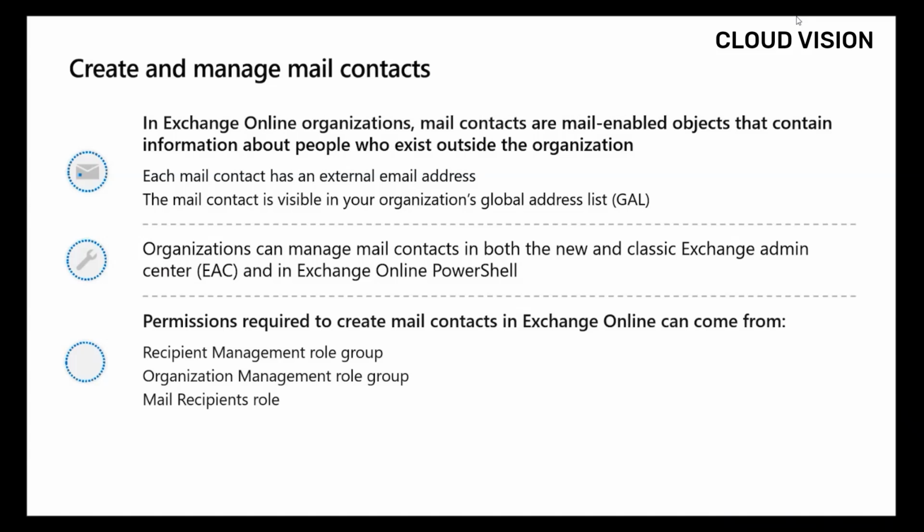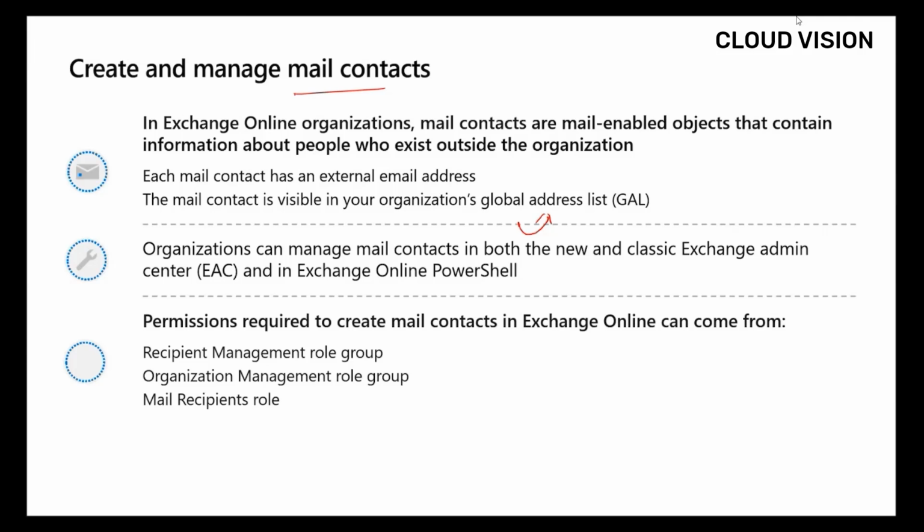But what if you have certain contacts that are not using the same domain name or not part of your organization? What if you want them to be part of your global address list? If you want this service to be available to you, you can add these addresses as part of your mail contacts. In Exchange Online, mail contacts are nothing but mail-enabled objects that contain information about people who exist outside the organization.